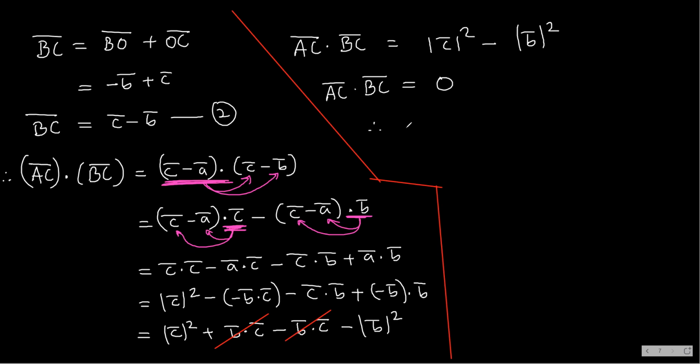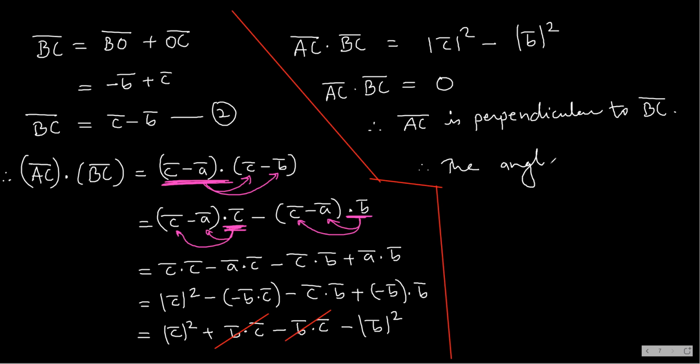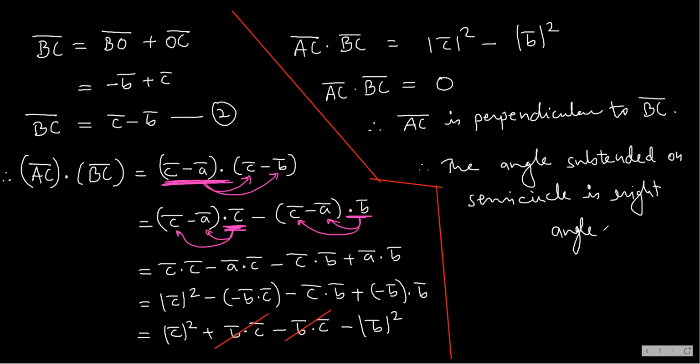You write, therefore AC bar is perpendicular to BC bar. Therefore the angle subtended on semicircle is right angle. Hence proved. I hope you followed it. Go through this once again and write it.